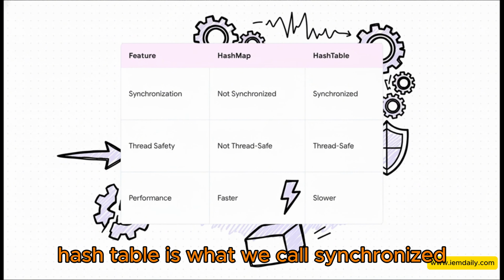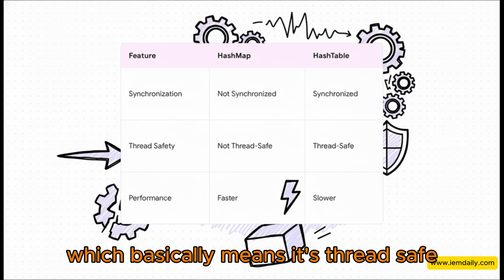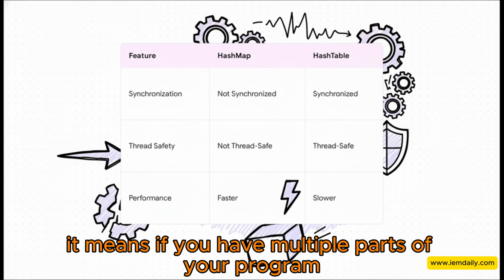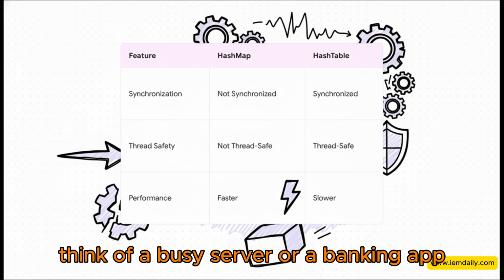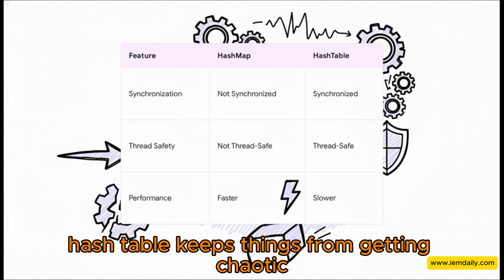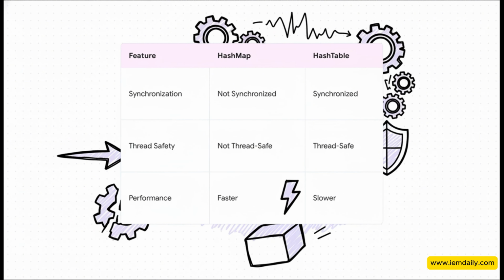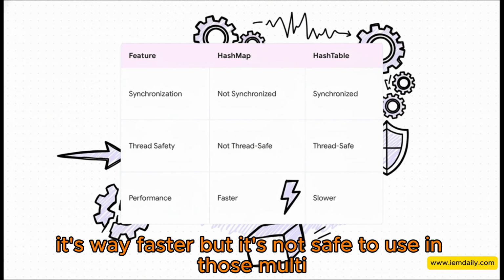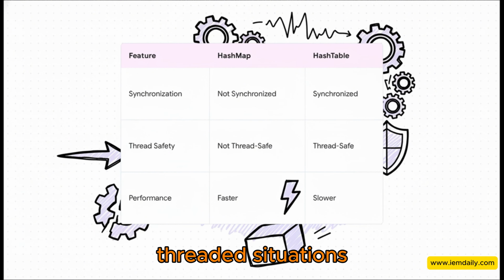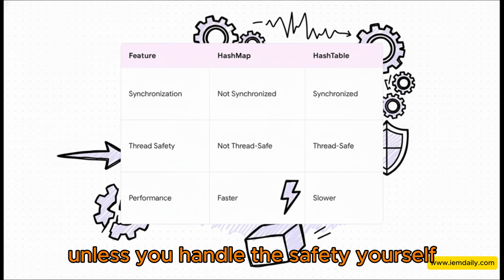Hashtable is what we call synchronized, which basically means it's thread safe. Now, what does that mean? It means if you have multiple parts of your program trying to access the map at the exact same time, think of a busy server or a banking app, Hashtable keeps things from getting chaotic. But that safety comes with a price. It's slower. HashMap, on the other hand, is not synchronized. It's way faster, but it's not safe to use in those multi-threaded situations unless you handle the safety yourself.